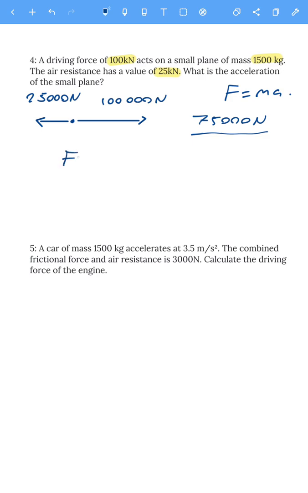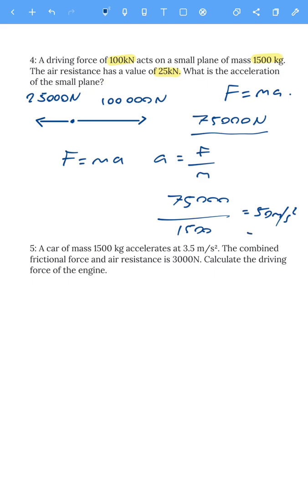So now we can use F equals ma. And we need to rearrange to find acceleration. So that would be force divided by the mass. So the resultant force is 75,000 divided by the mass, which is 1,500 kilograms. So that gives us an acceleration of 50 meters per second squared, which is pretty outrageous. That's 5 Gs, so it's probably a fighter jet. Let's pretend it's a fighter jet.